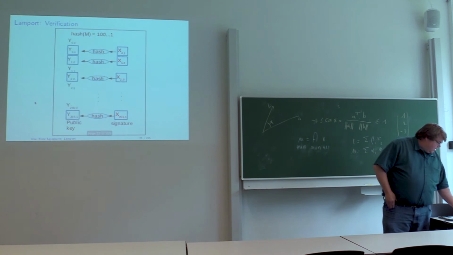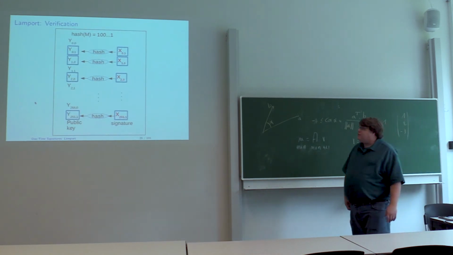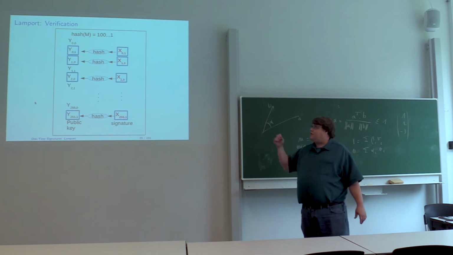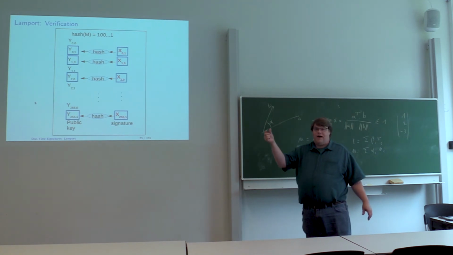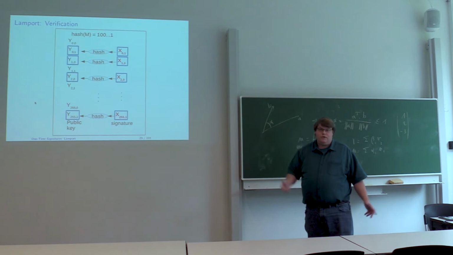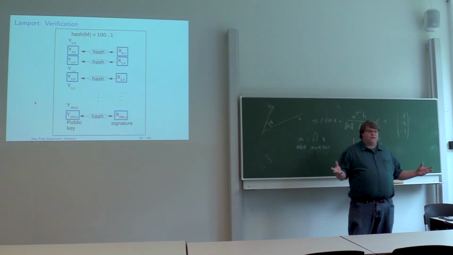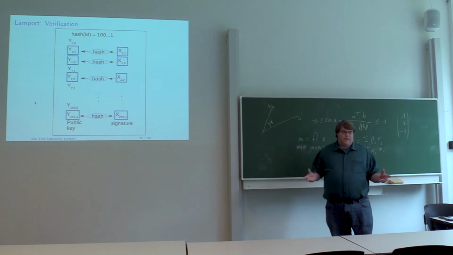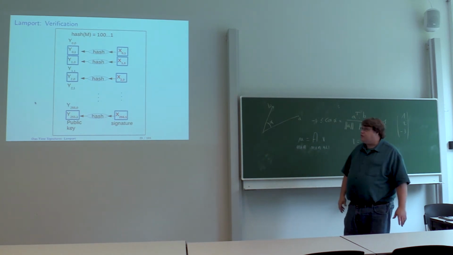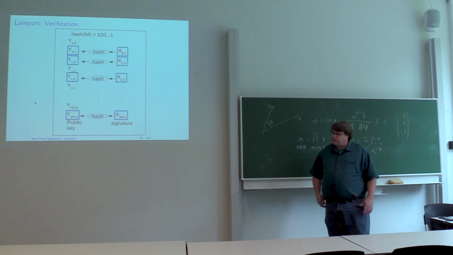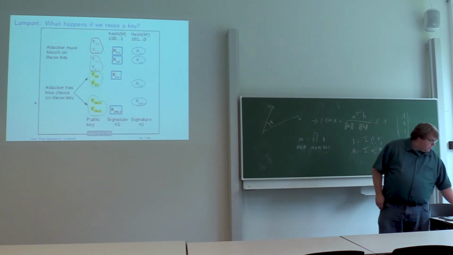So verification is, again, very simple. You're just going to take the signature that I give you, and you're going to hash each of those elements and make sure they hash to the right value in the public key. So if you think about this, the public key in this scheme is 512 hashes long. The private key is 512 hashes long, and the signature is 256 hashes long. So these are fairly big. Each hash is 32 bytes in our case. So these are fairly big signatures, right?